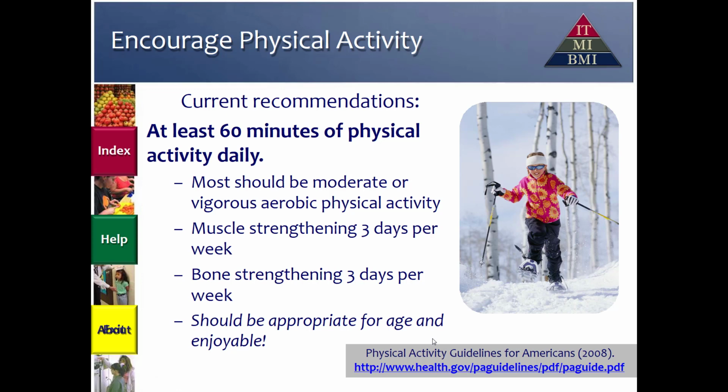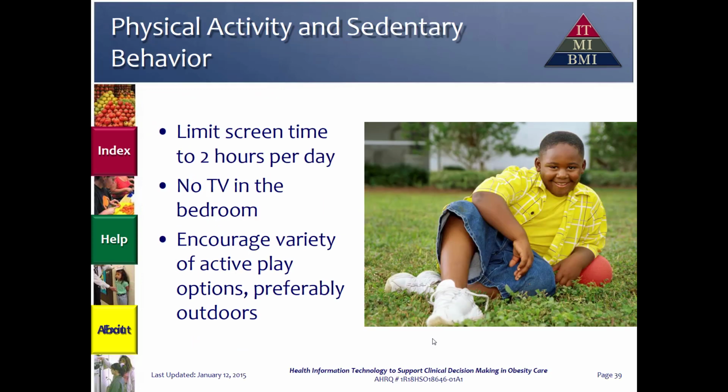The current recommendations around physical activity are actually extrapolated from the adult guidelines and include at least 60 minutes of physical activity daily. Most should be moderate or vigorous aerobic physical activity with some muscle strengthening 3 days per week and bone strengthening 3 days per week. And it should be appropriate for the age of the child, and most important, I think, is enjoyable, so they want to go out and play and have fun, and don't see it as punishment. Limit screen time to 2 hours per day, no TVs in the bedroom, and encourage a variety of active play options, preferably outdoors if it's safe.